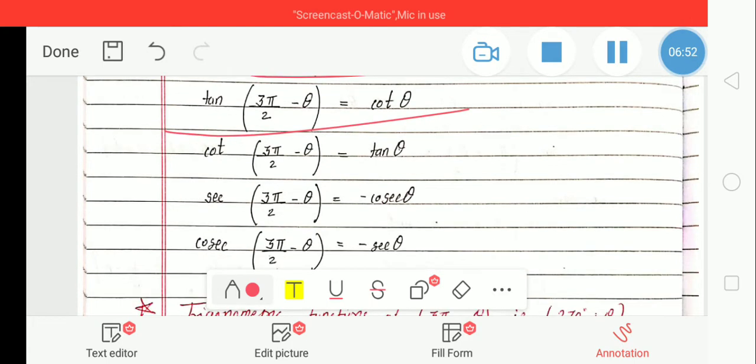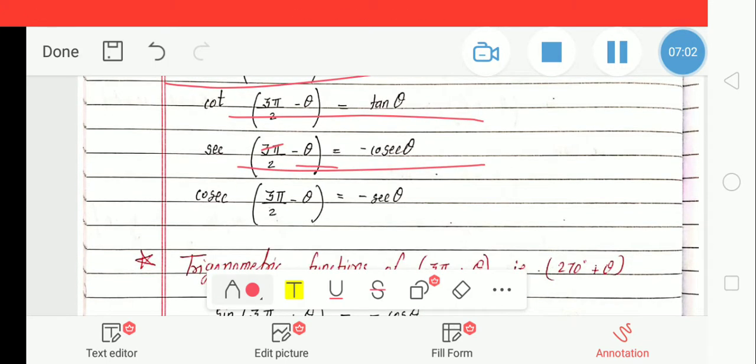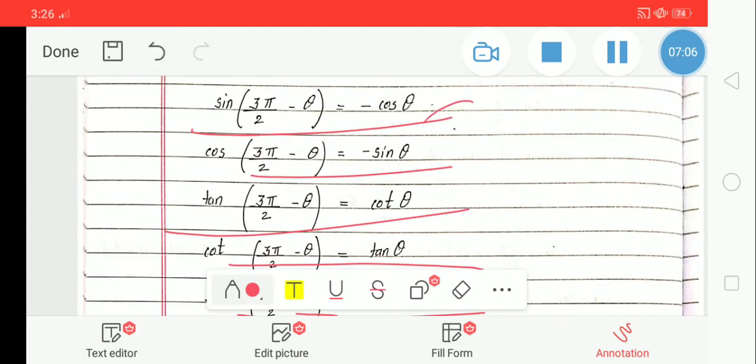Cot of 3 pi by 2 minus theta is equal to tan theta, and sec of 3 pi by 2 minus theta is equal to minus cosec theta, and cosec of 3 pi by 2 minus theta is equal to minus sec theta. These all are formulae.